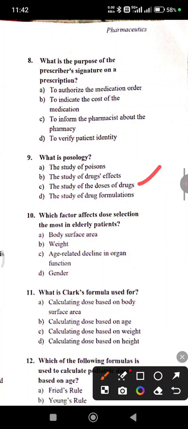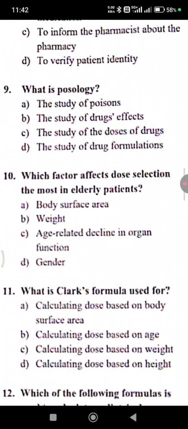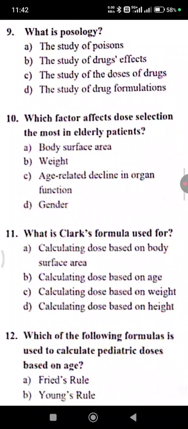Let's go to question number 10. Which factor affects drug selection the most in elderly patients? That is option number C, age-related decline in organ function.